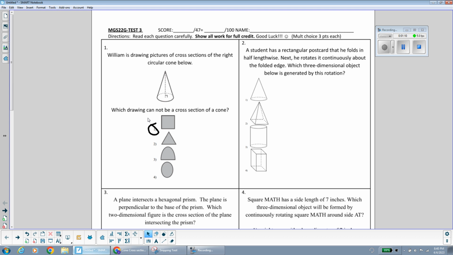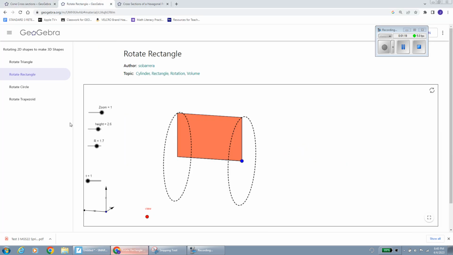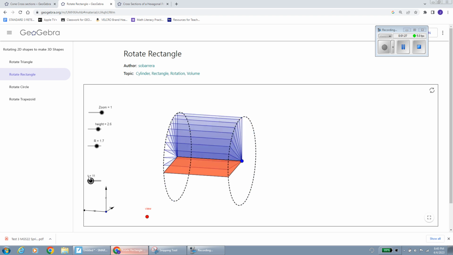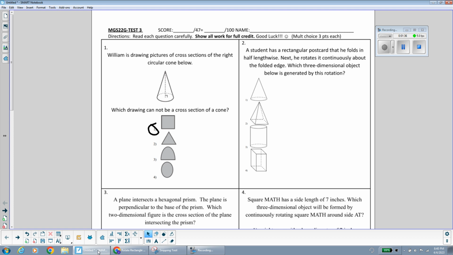Okay, moving along, we have a rectangle that is rotated into a 3D shape. Anytime you take a rectangle and you spin it really fast, you rotate it until it becomes a 3D object, it's going to become a cylinder. If you start with a rectangle, it will end up being a cylinder. So the answer to number 2 is 3.